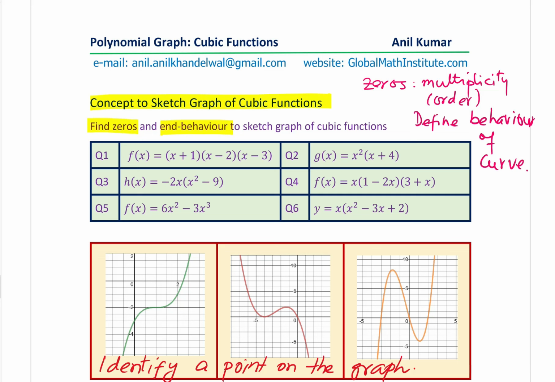So those are critical things which we have learned. I hope that helps. After this, you can watch my videos on quartic functions and sketching general polynomials. I hope that makes sense.